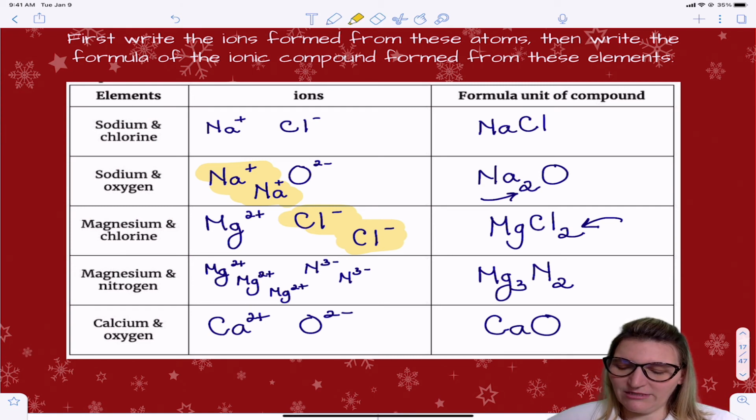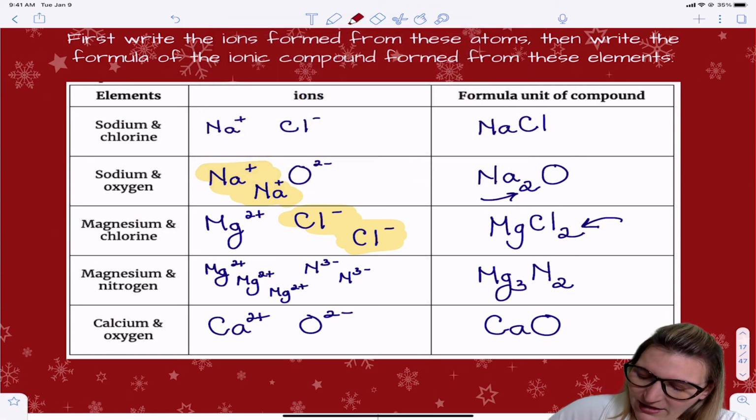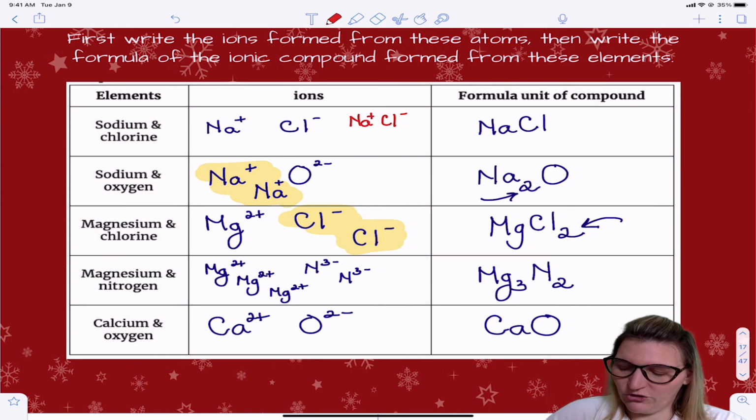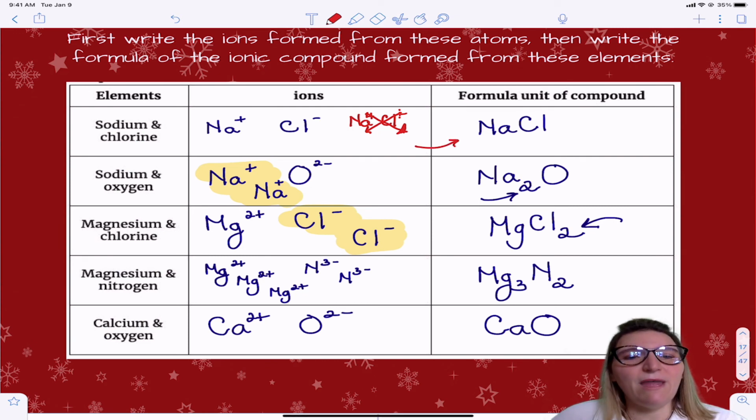Now there's a little trick to this that I want to show you. If I take these 2 ions and I take the number that's associated with the charge. So what is the number here? The number is 1. And I bring that down as the subscript. And what's the number here? It's a 1. And I bring that down as the subscript. I actually get the formula unit. And that happens all the time.